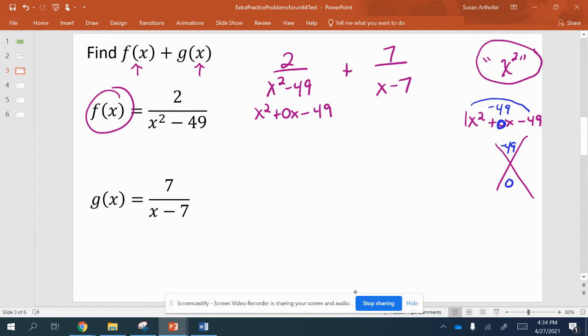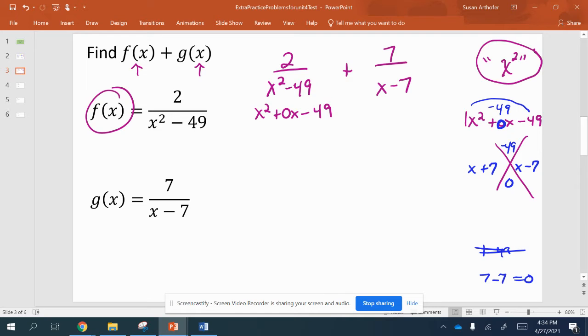So what multiplies to 49? 1 and 49 or 7 and 7. Which one, if I add or subtract them, would give me 0? Well, 7 minus 7 would equal 0. So not this set, not the 1 and 49, the 7 and negative 7. So we put 7 minus 7, and then we put the x in front.